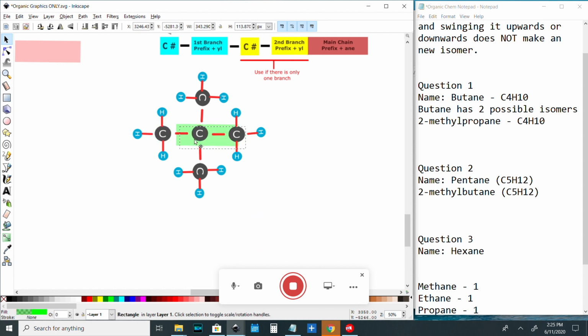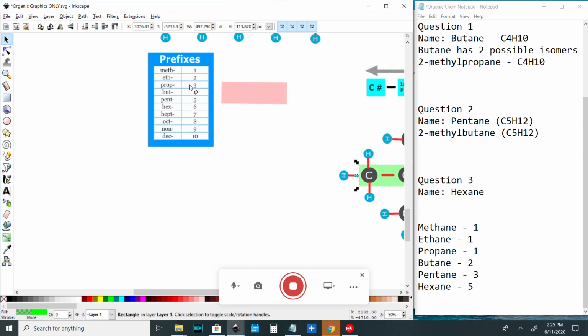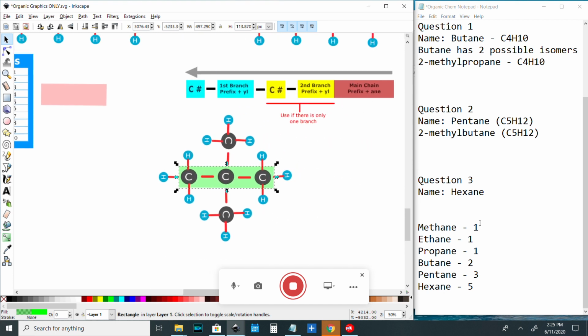So here is the main chain in the middle. So this time the chain only has 3. Let's see what 3 is about, right? So I'm going to write down here, 3, let's look it up here. 3 is PROP. So the main chain is PROPANE. Great. Now there are 2 branches, one on either side of this C. And this one is symmetrical. So that means it occurs at the second carbon.